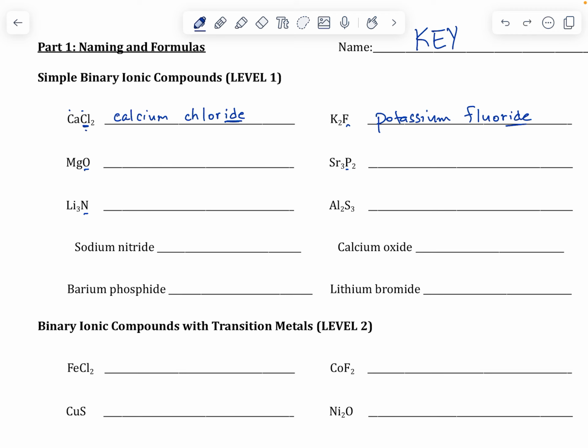Let's do this one right here. The metal name is strontium, and the nonmetal is phosphorus. We change its ending to phosphide. And some of you in class are like, well, what about these subscripts?